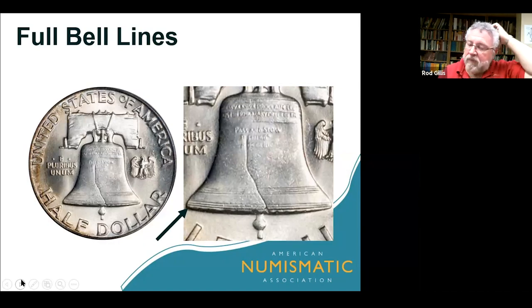Full bell lines. There was a time, not long ago, when you needed to have this area of the bell lines full and straight across, as well as this area. Now, PCGS, and I just looked on their website just this afternoon, says that right now they're only concerned with these. They're not concerned with these. So if you send a Franklin half to PCGS and it comes back as full bell lines, what they've looked at is the lines that are at the bottom. They have not looked at the lines that are up at the top. But like I said, there was a time when you had to have both for it to be considered full bell lines. That's an example of how grading has changed.